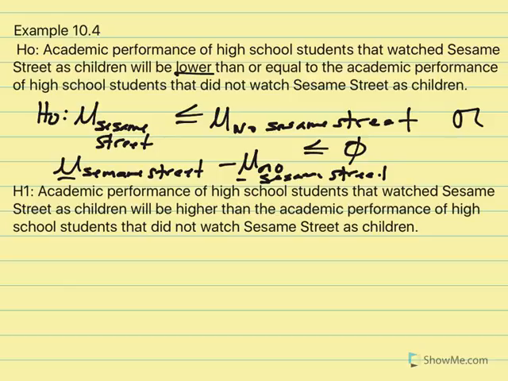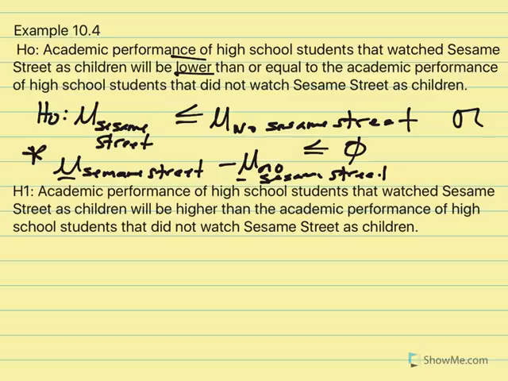And then we account for this verbiage lower. We would expect it to be lower. If it's lower than 0, meaning it would be a negative, we're saying that the academic performance average score of those who watch Sesame Street is less than the mean of the academic performance who did not watch. So hopefully that makes sense. If it's less than 0, it would be negative, meaning this value here is less than this second value.